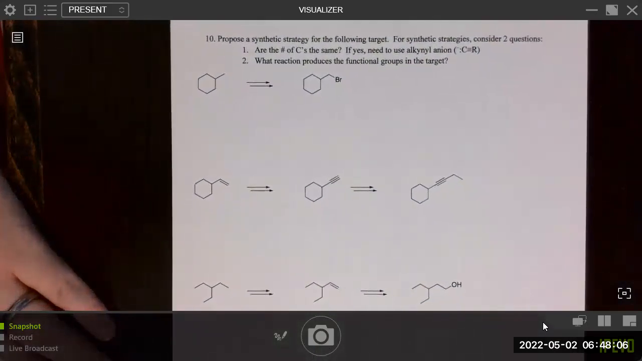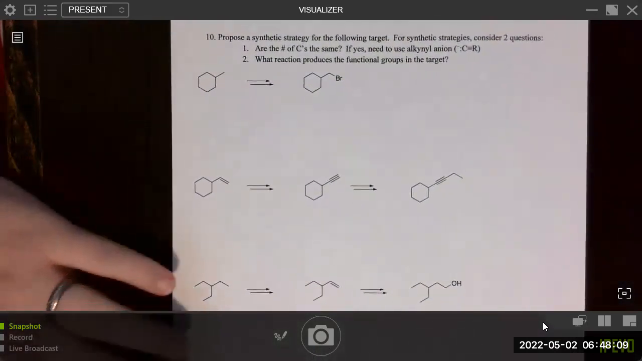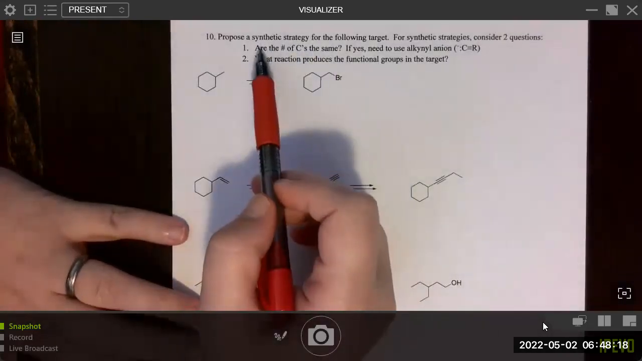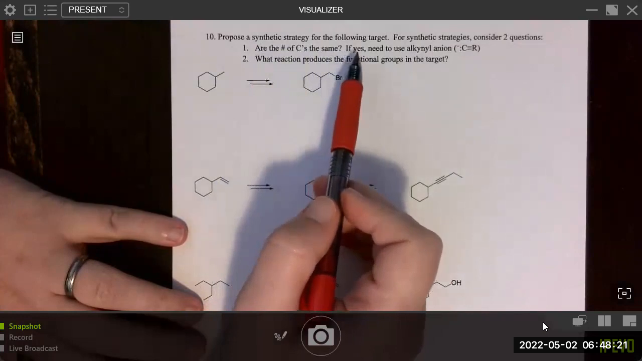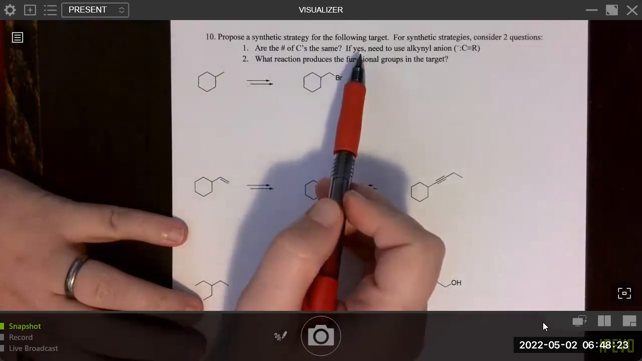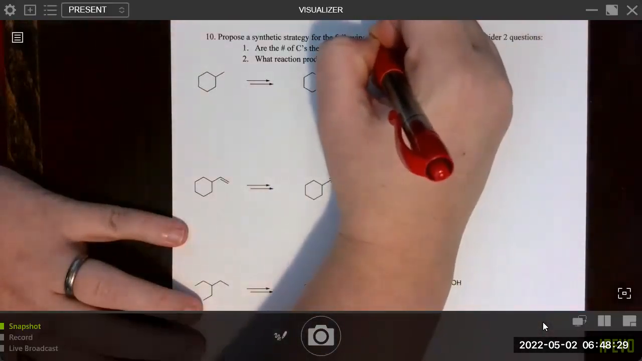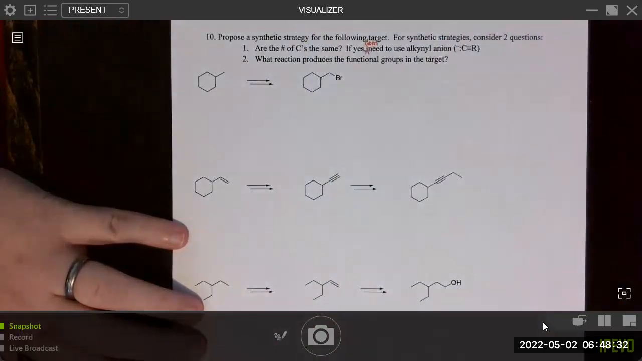Okay, so more synthesis. In this case, it looks like we are going to be adding more carbons in some cases. So ask yourself when you're doing these, are the number of carbons the same? If yes, we don't need to use an alkynide ion. And if it's no, then we do need to use an alkynide ion in order to make a new carbon-carbon bond. And then, how do we get the right functional groups in the target?